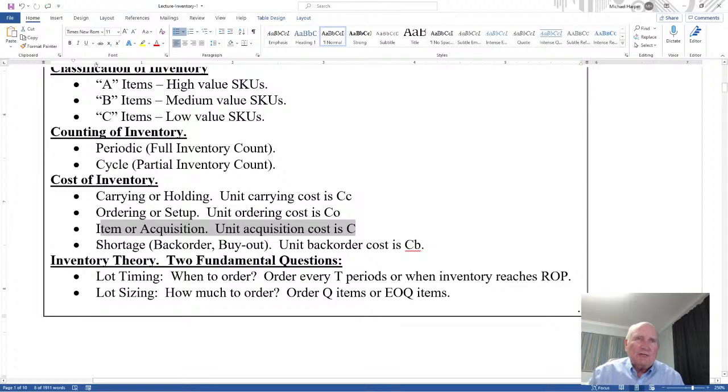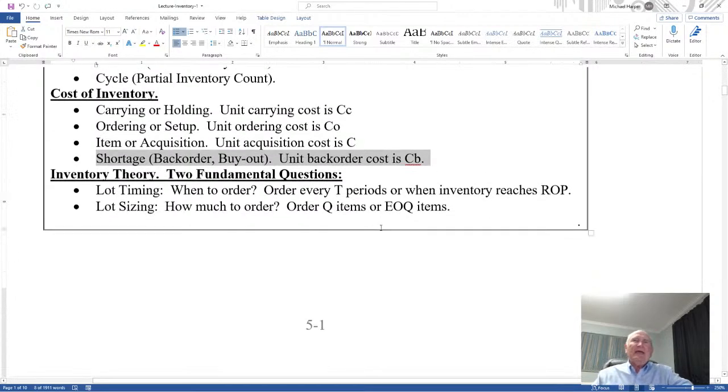Okay, then you have shortage cost. Back order, buyout. I put this in here because I do have a back order model for EOQ back order. We're not going to get into that in this course. I think if we had another course on inventory, we definitely would. We would optimize things even with back order, buyouts, subcontract, or all different ways to supply your inventory. Okay, but I just mentioned it here.